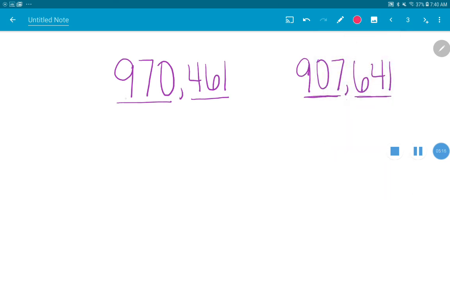So in this problem, I have 900 thousands and 900 thousands. The 100 thousands are equal, so I have to move to the right. Now I have 7 10,000s and 0 10,000s. I know 7 10,000s is more. We would compare this as 970,461 is greater than 907,641.